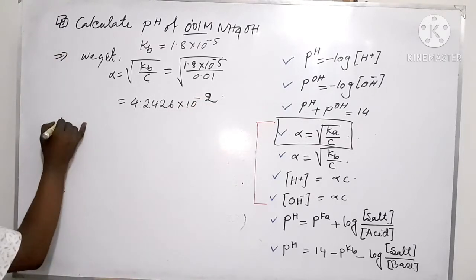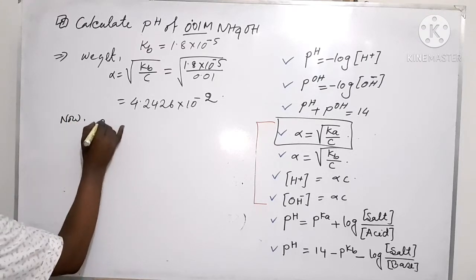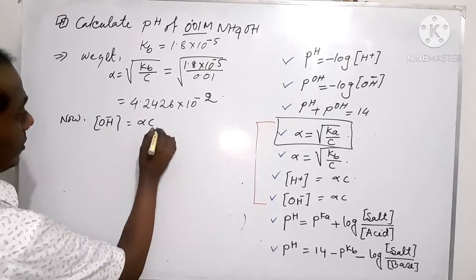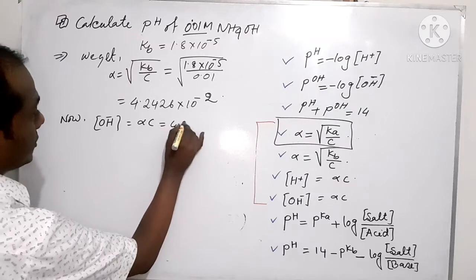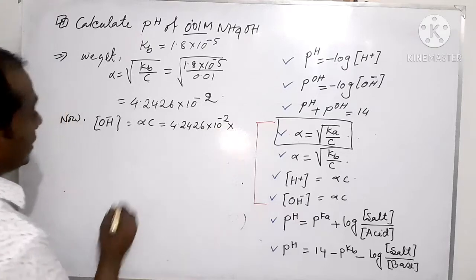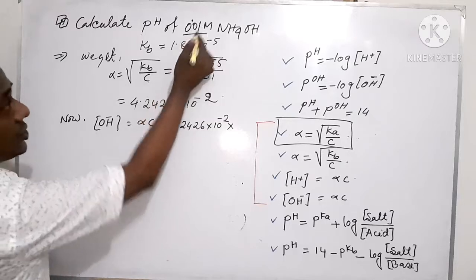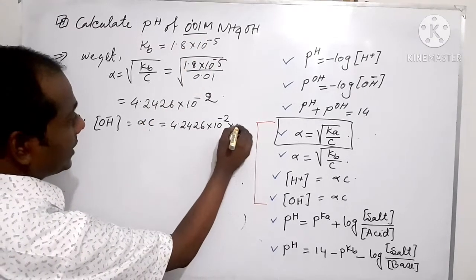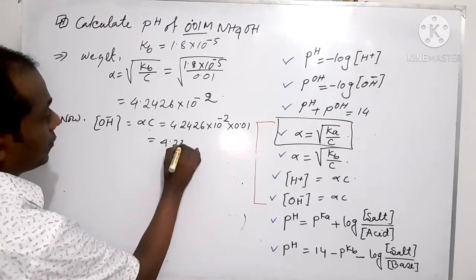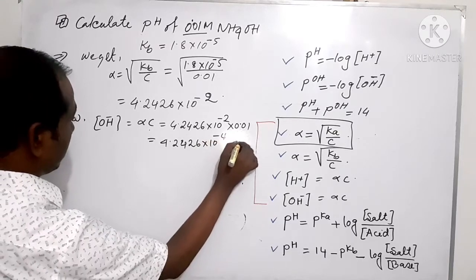Now the concentration of hydroxyl ion equal to alpha C. So we write here 4.2426 into 10 to the power minus 2 into the concentration of the given ammonium hydroxide solution, 0.01 molar. So we multiply here by 0.01, and we get 4.2426 into 10 to the power minus 4 molar.